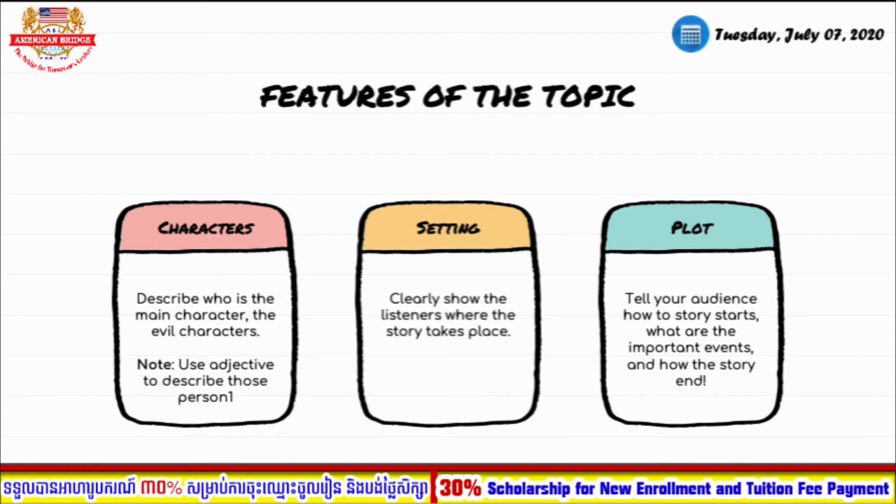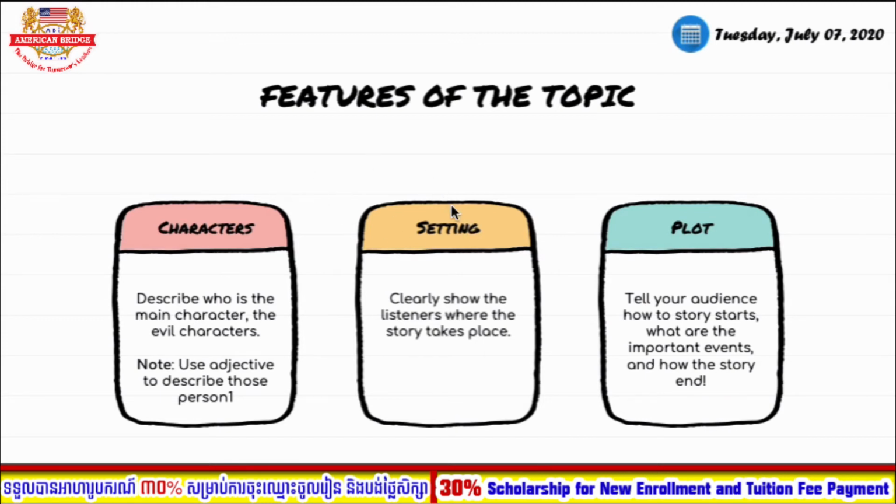You need to remember that when you describe a character, you need to use an adjective in order to describe that person. Okay, use an adjective. For example, you can use the word clever in order to describe Harry. You can use the word brave to describe Hermione, Harry's friend in the Harry Potter story.